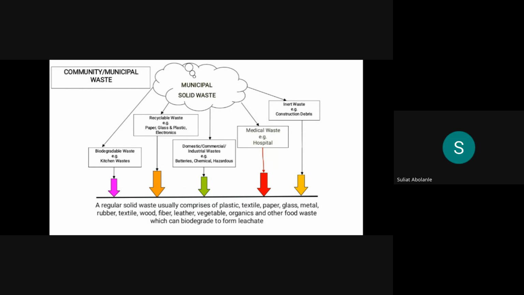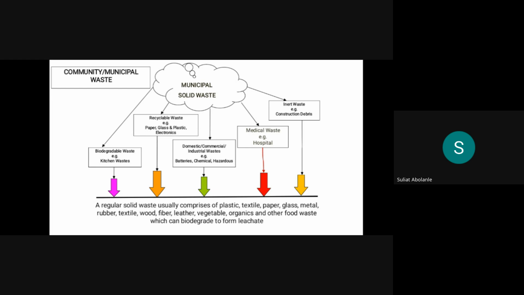Like I was saying, thank you very much. The kind of waste that you generate around you, if you look within your municipality, you will discover that every waste captured here is generated, from your kitchen waste to your recyclable waste, to domestic, commercial, and industrial waste, to medical waste and inert waste. As long as you have hospitals, companies, hotels and eateries and the like, every kind of waste here is generated within a municipality.